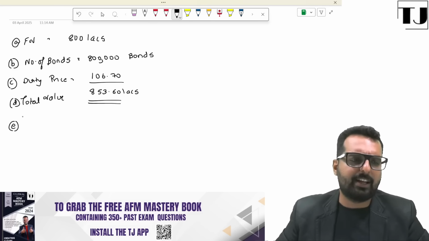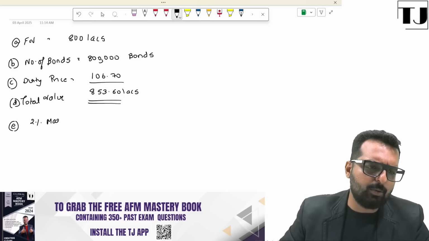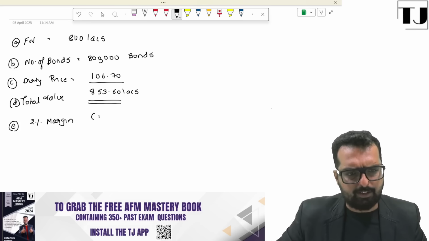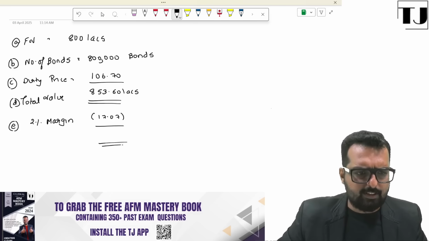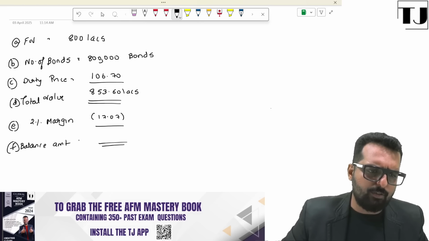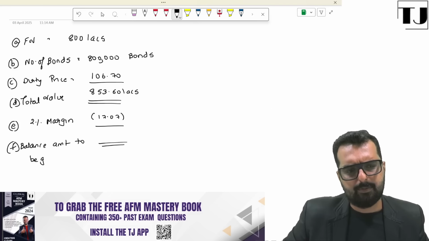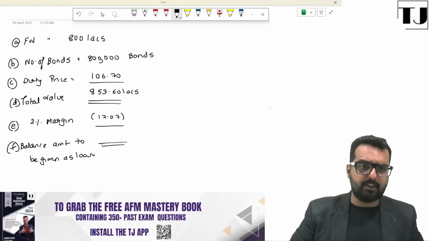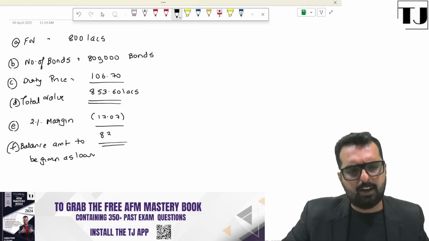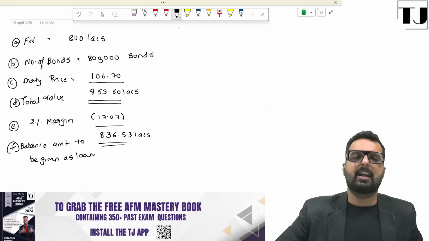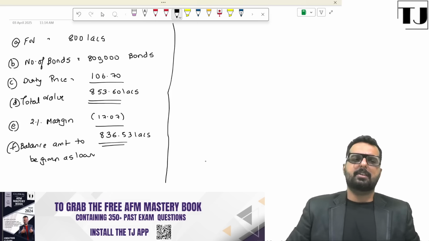Fine. So once you get this answer, how much is the margin that they are planning to keep over here? 2% margin. That will be 17.07 lakh. This they will reduce, and the balance amount is what they are going to give as loan. So 853.6 minus 17.07 will give you the answer as how much? 836.53 lakhs. Everybody clear with this part?